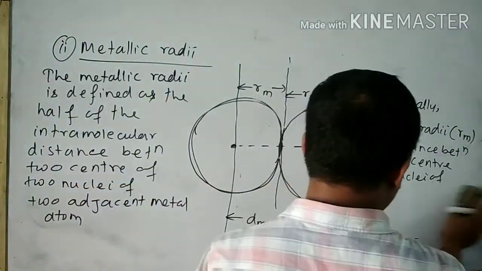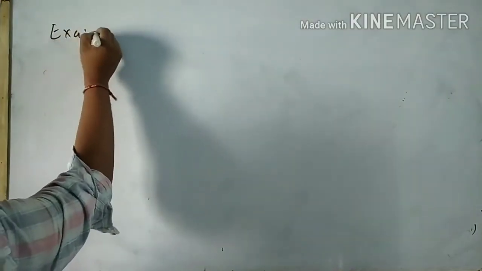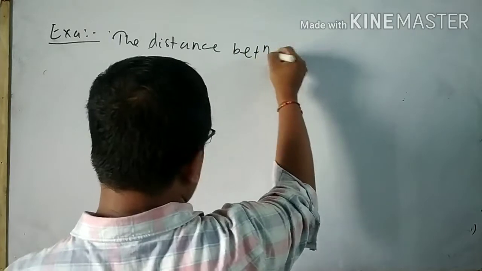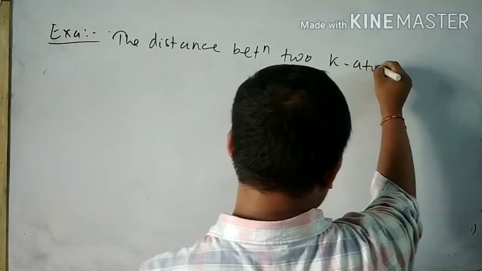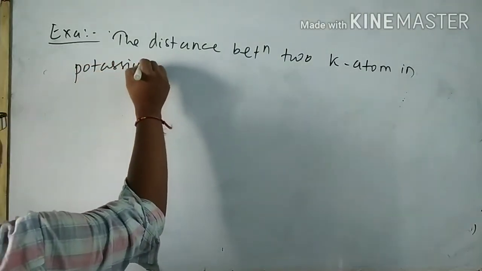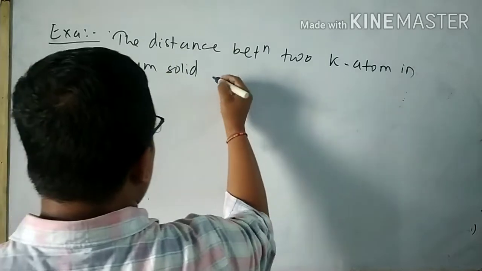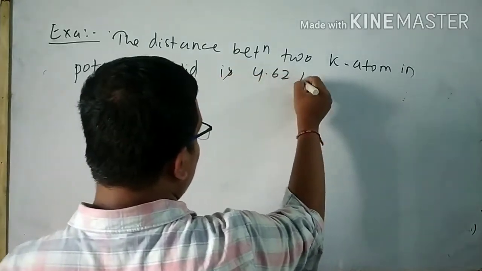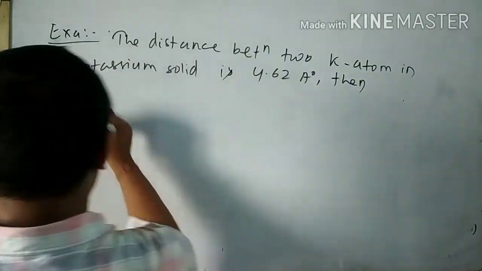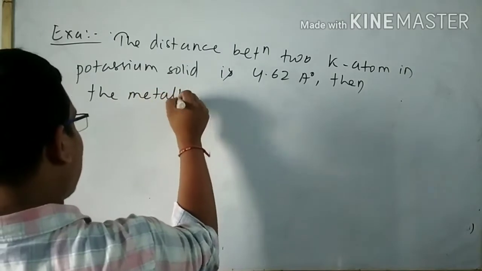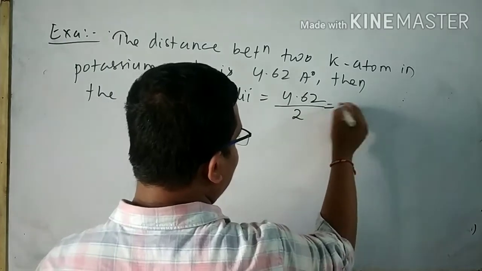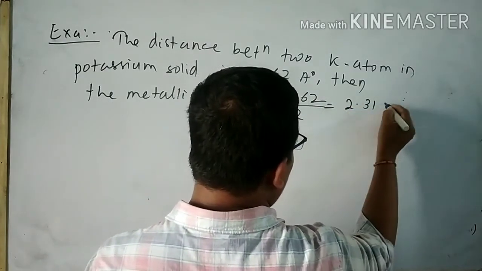Suppose we take an example. The distance between two potassium atoms in solid potassium is 4.62 angstrom. Then what is the metallic radii? Then the metallic radii is equal to 4.62 divided by 2. That is your 2.31 angstrom.